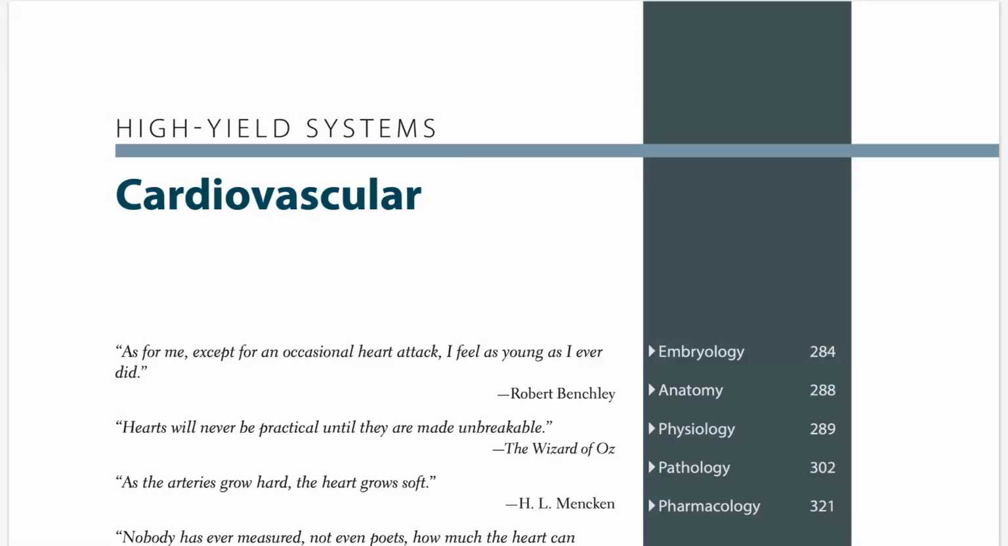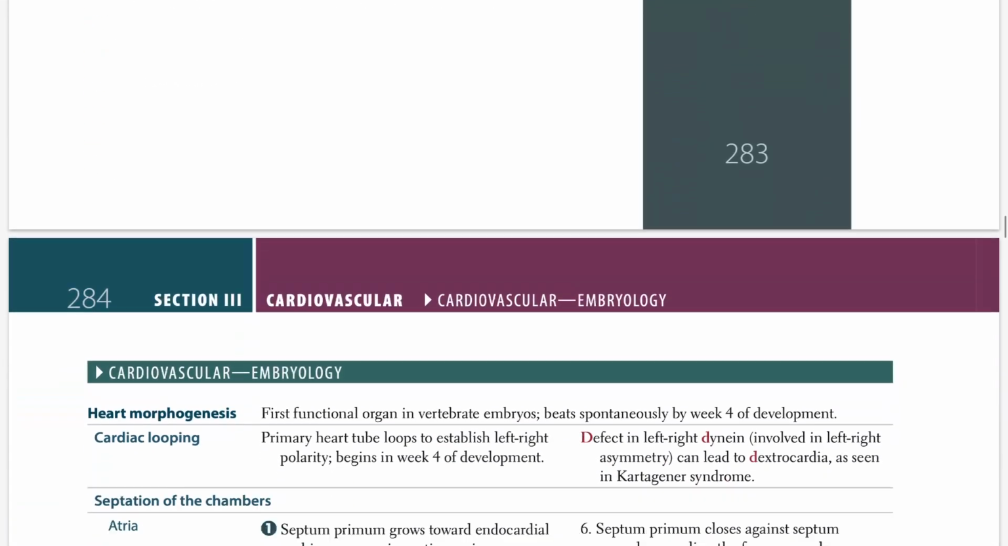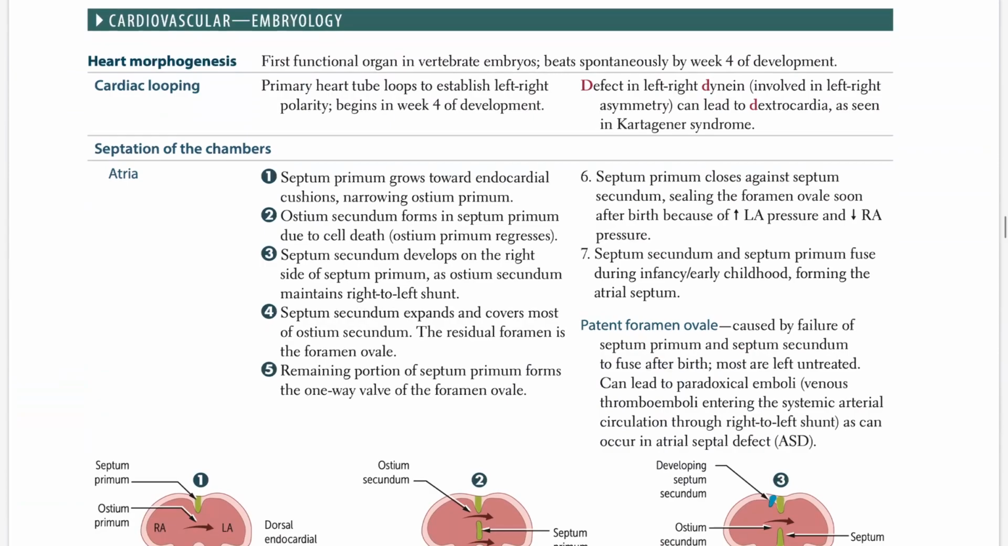All right, let's start with cardiovascular. So cardiovascular embryology. So what do we have here? We have heart morphogenesis. The heart is the first functional organ in vertebrate embryos, beating spontaneously by week 4. So week 4 is important, right?